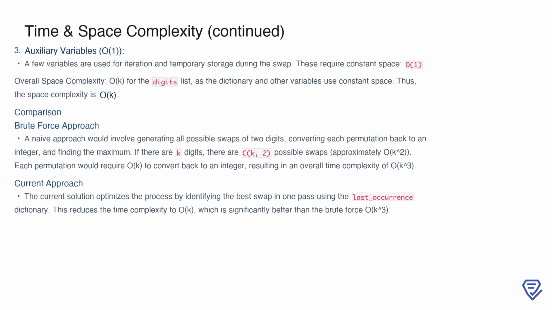To put this in perspective, let's compare it with a brute force approach. A naive solution would involve generating all possible swaps of two digits, which results in approximately O(k²) combinations. For each combination, converting the digits back into an integer would take O(k), leading to an overall time complexity of O(k³). In contrast, our current solution uses a much more efficient approach by identifying the best swap in a single pass with the help of the last_occurrence dictionary. This optimizes the time complexity to O(k), a significant improvement over the brute force method.